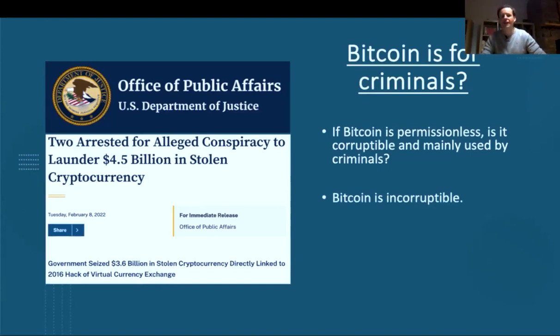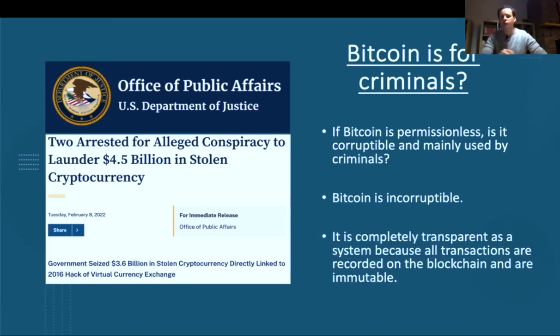However, Bitcoin is incorruptible. As we saw in part 1, it's completely transparent as a system because all transactions are recorded on the blockchain and they're immutable. In other words, they can't be edited. And we've already seen instances where government agencies have been able to track down corrupt money and seize this in crypto, as you can see on the left-hand side in the headlines. So it's not just used for criminals. You can't just get away from it. It's not private.